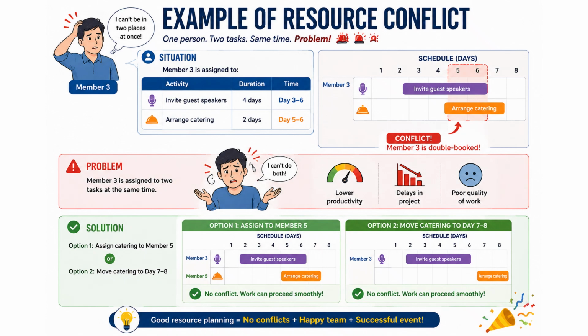To solve this problem, the project manager can assign the catering task to another team member, such as member 5. Another option is to move the catering task to day 7 to day 8, if the schedule allows it. The main lesson is that the resource conflict must be identified early. If not, it can cause delays and reduce work quality.